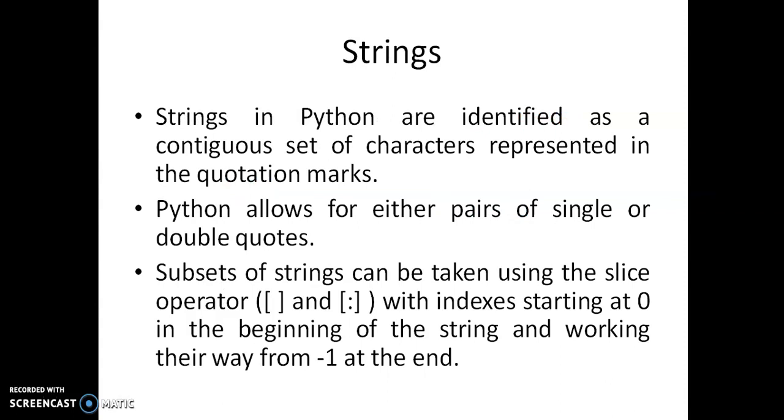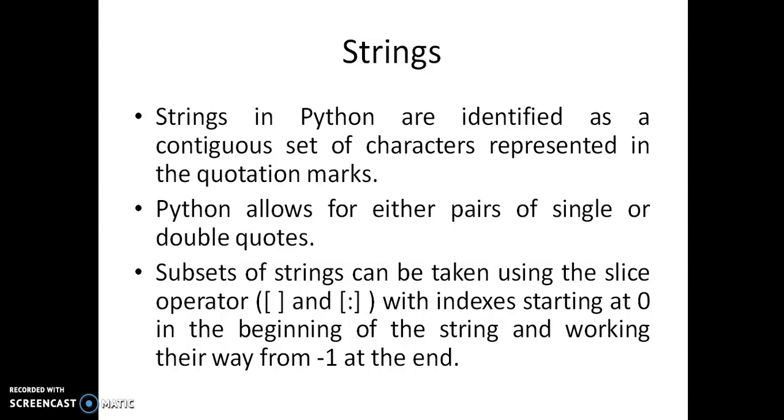And next is strings. Strings in Python are identified as a continuous set of characters represented in quotation marks. That is, we represent a set of characters within double quotes or single quotes, and that is called a string. Python allows either single quotes or double quotes. We can write a string in single quotes or in double quotes.